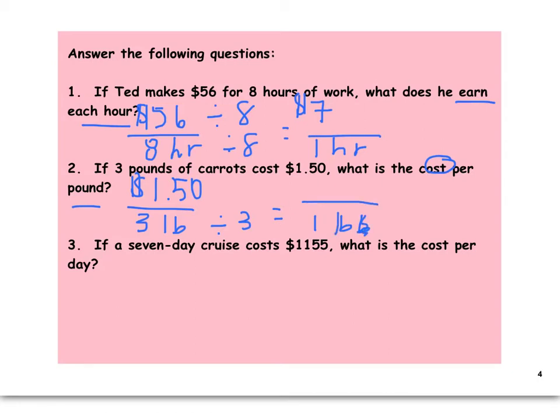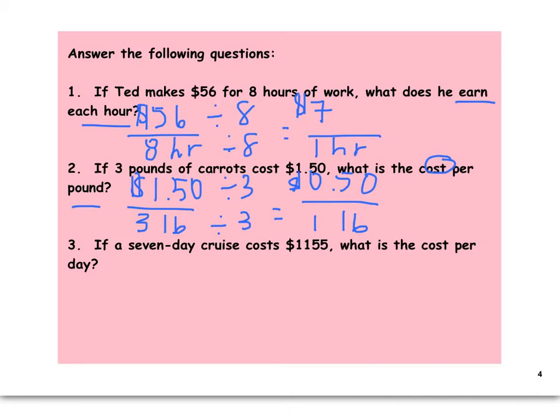And then if I go ahead and divide the denominator by 3, I have to do the same thing to the numerator. Well, $1.50, if I split that into 3 pieces, it's going to be $0.50 or 50 cents. So it's going to be 50 cents for 1 pound. Take a minute to pause the video and see if you can figure out the cost per day of the cruise that's described.